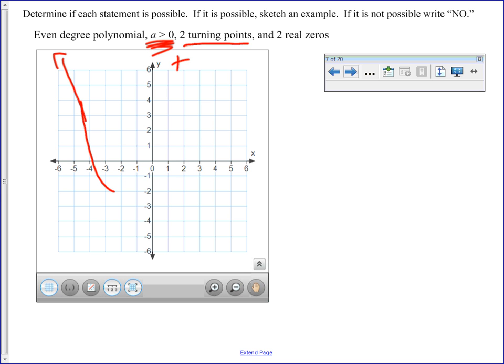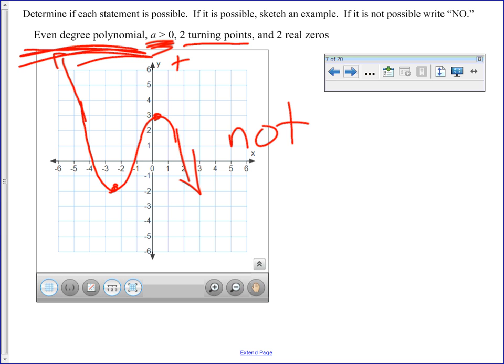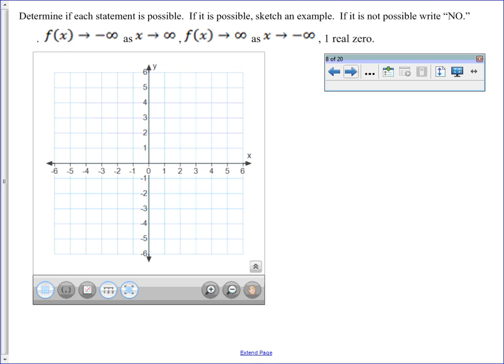So this one with 2 turning points, that means I'm going to go one direction, turn around and go the other direction. So I'm going to be in opposite directions when I'm done. So I can't do that with an even degree polynomial. So this is not possible.